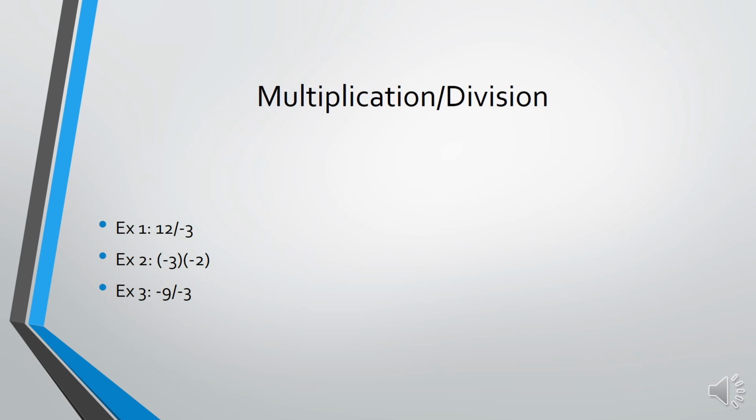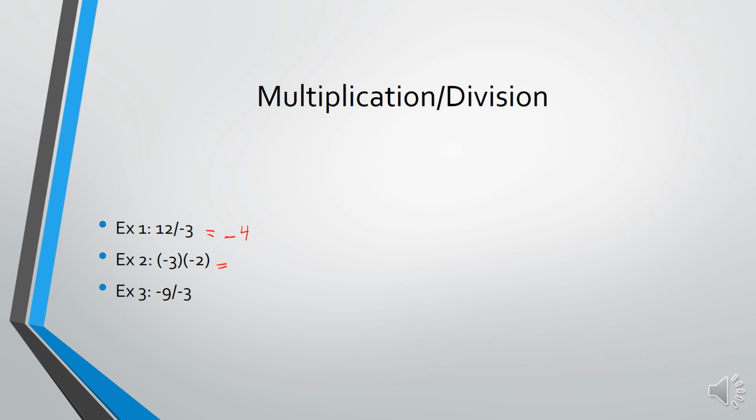So let's look at 3 examples here. For my first one, 12 divided by -3. Because those two signs are different, the top one is a positive, the bottom is a negative, my answer is going to be negative something. 12 divided by 3 is 4, so my answer is -4.